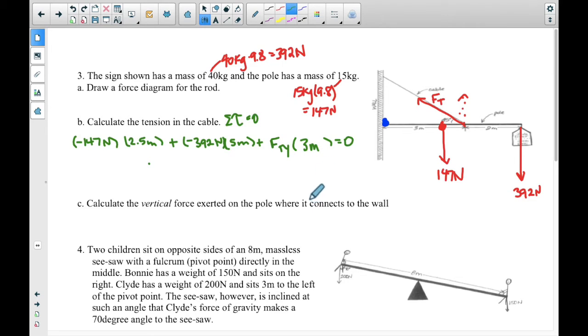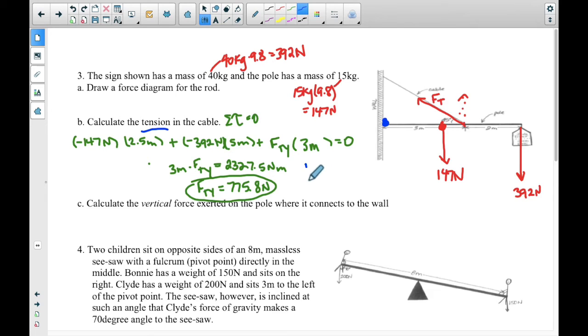So now I'm going to take my calculator and work this out, and I'm going to find the force of tension in the y direction. All right, so here I found my force of tension in the y direction to be 775.8 newtons just by solving that equation. However, the question was asking for the tension, not the force of tension in the y direction, but the actual force of tension. So once again, we're going to have to use trigonometry to find our force of tension. So take a few seconds to look at that diagram and see how you would set that up.